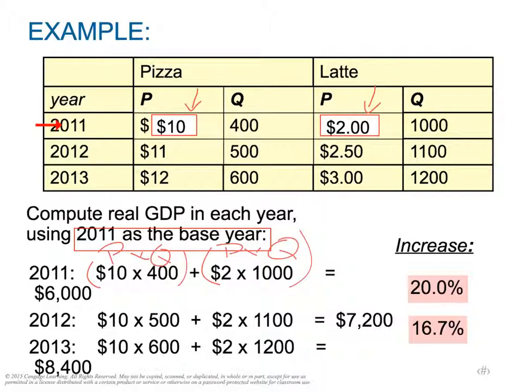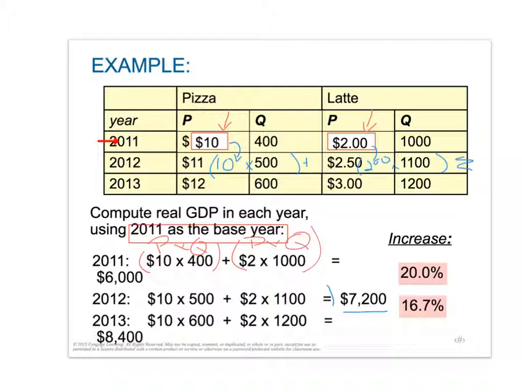And notice where it gets really different. In your first year that you're given, you're always going to end up with the same number because it's the price that you're using in the base year. Where it gets different is in 2012. What we're going to do is use $10 from our base year, multiply that by the 500, and add that to $2, again using Latte's base year price, times 1,100, and add that together. And when we do that, we get 7,200, okay?